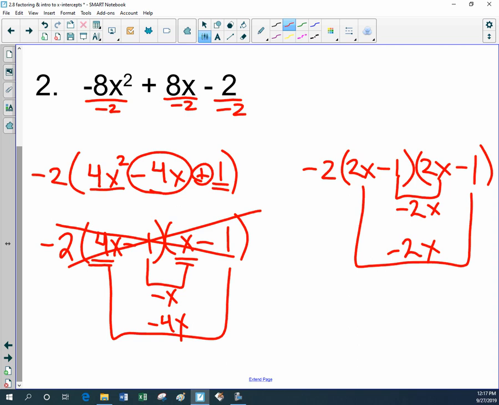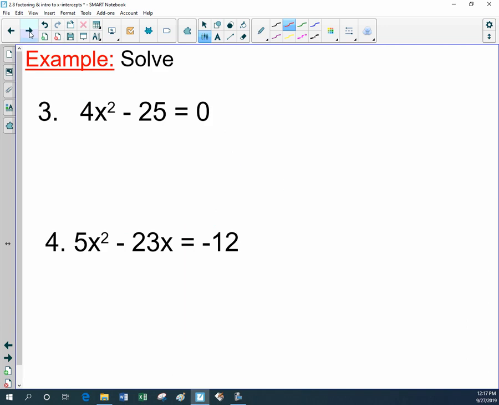Okay, and then again, the directions were to factor only. So once I have it factored, I'm done. So I would stop right here. Okay. Now, if it says to solve, like these two, then after I factor, I'm going to set what's inside each parenthesis equal to 0 and solve for x.